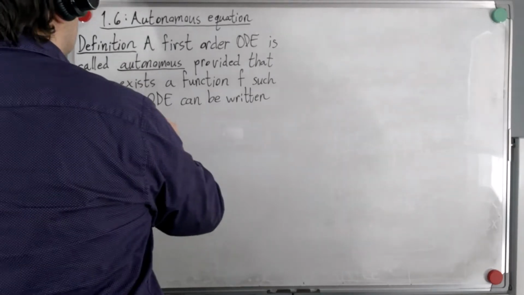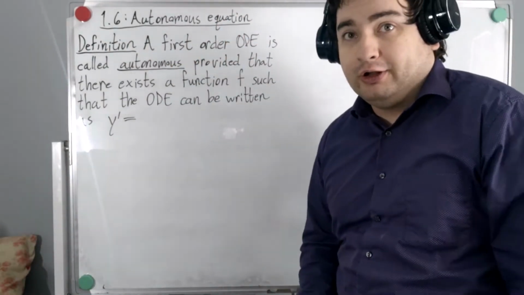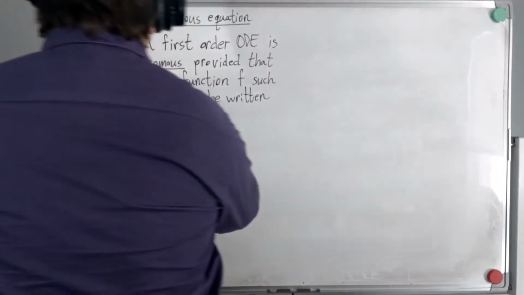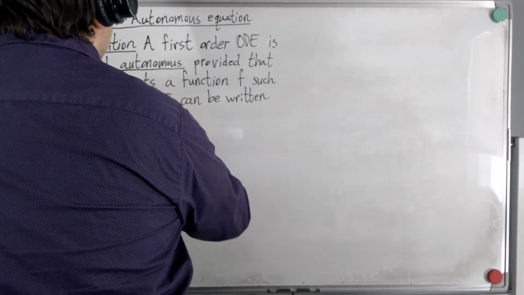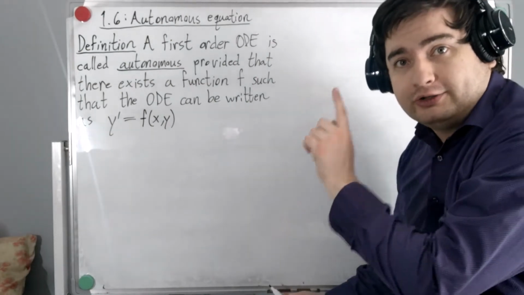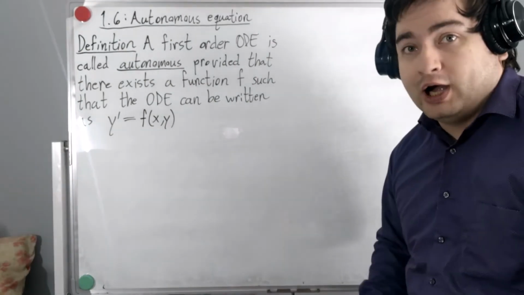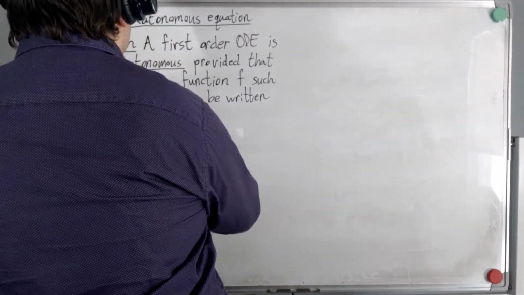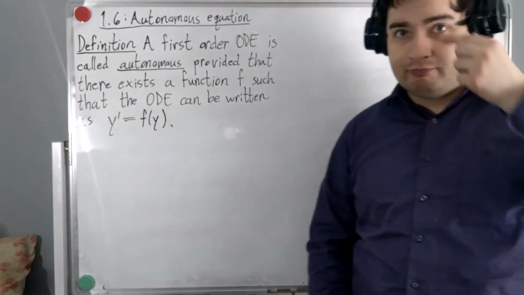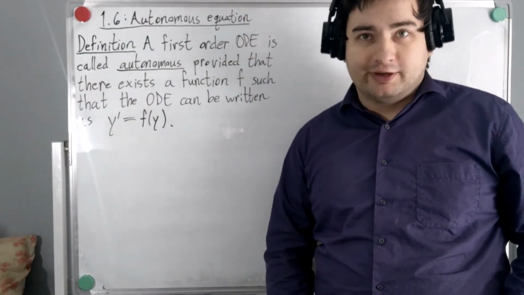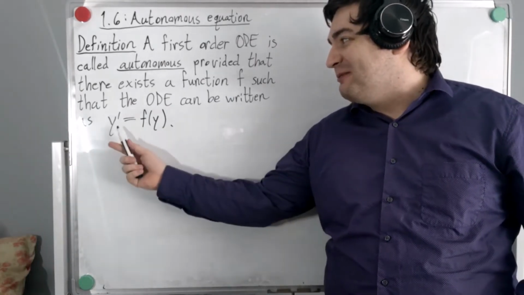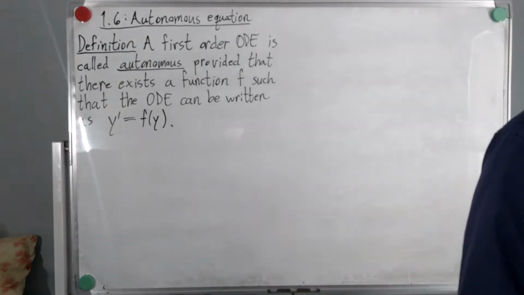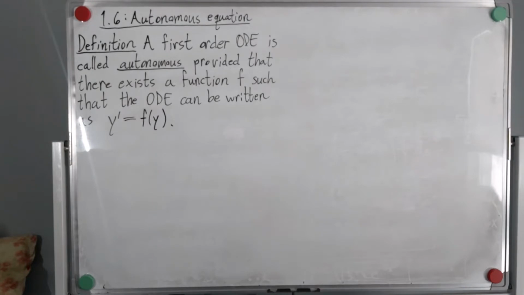y prime equals, so in general, for a first order ODE, y prime is always a function of x and y. So usually we would say this is a function of both x and y. For an autonomous ODE, it's just going to be a function of y. So no dependence on x. Okay. Remember, in our first lecture, we talked about the ODEs that have y prime equals f of x, and those are just integrals. But now we're saying it's only dependent on y.